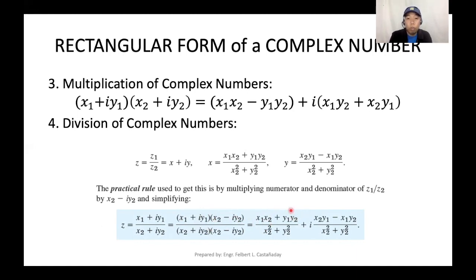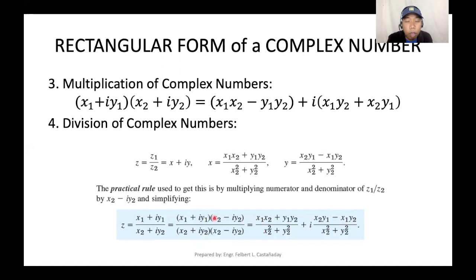This is the result for the real part divided by... if we multiply a complex number by its conjugate, it will result in the sum of the squares. So in this case, x sub 2 squared plus y sub 2 squared. Here in your imaginary part, you have x sub 2 y sub 1 minus x sub 1 times y sub 2.